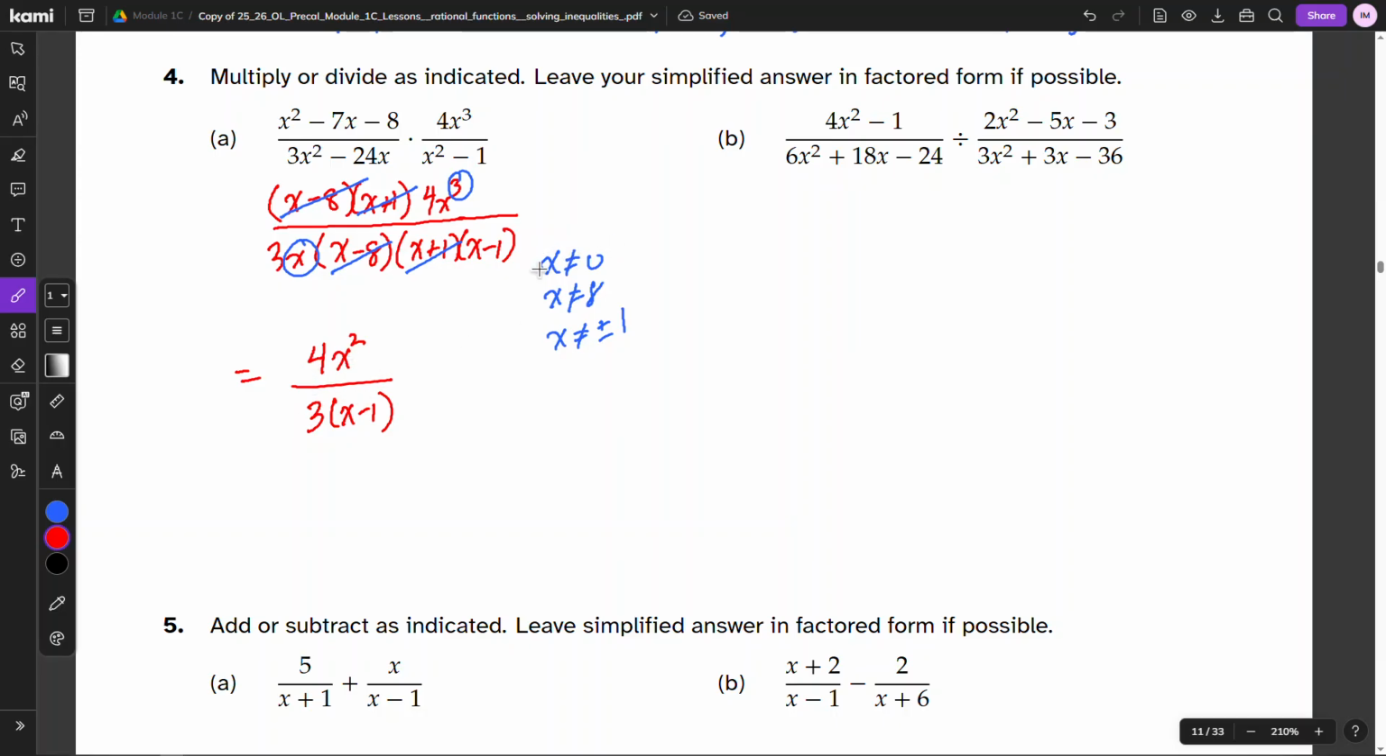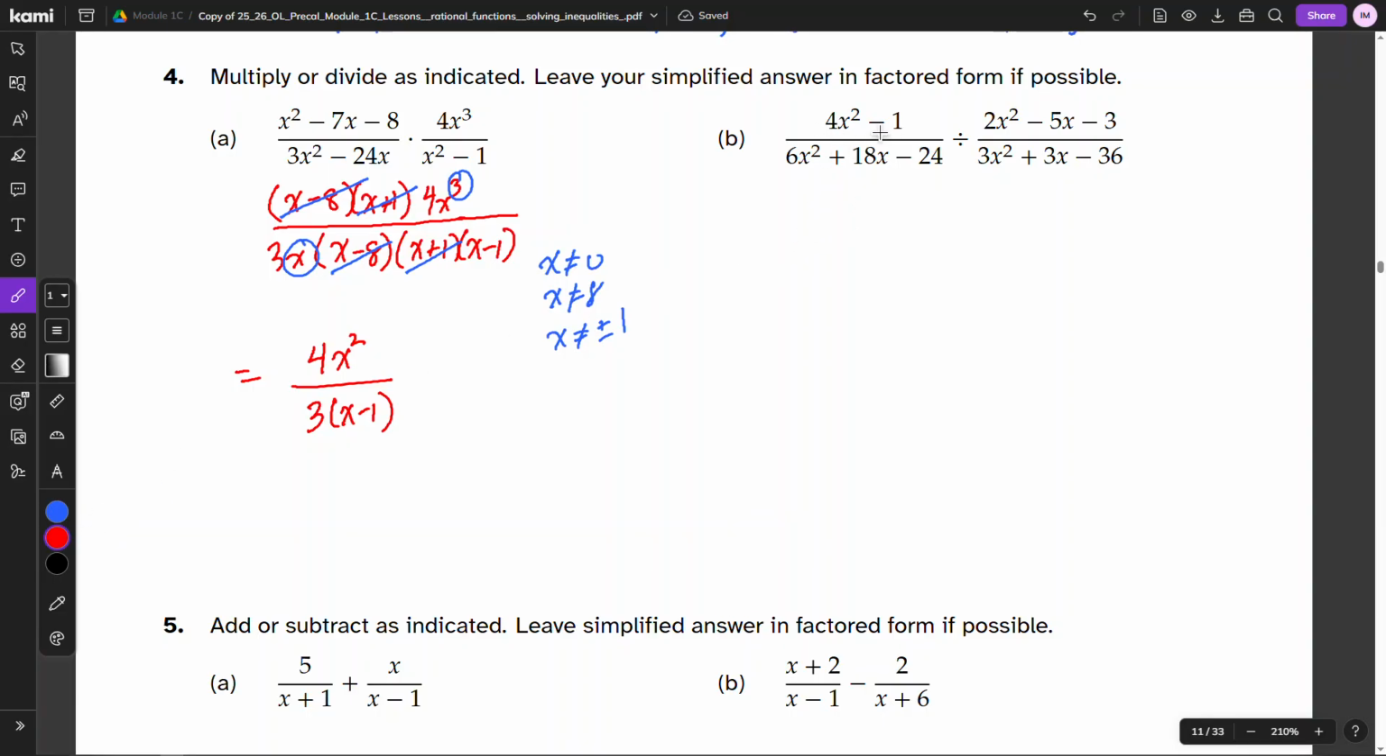But I have to remember that x is not going to be 0, x is not going to be 8, x is not going to be positive or negative 1, because those were the restrictions on the values of x from the start. Okay. Let's look to our next one.